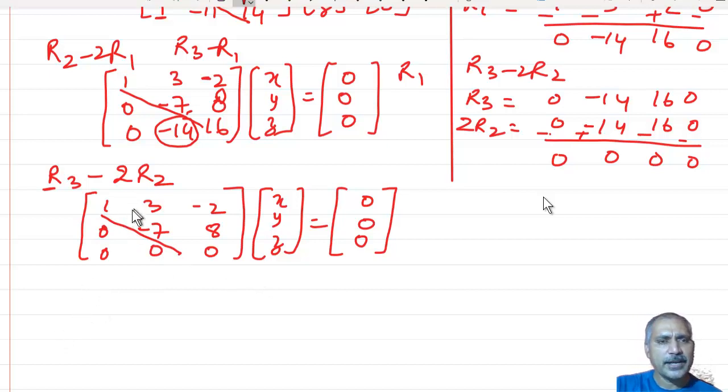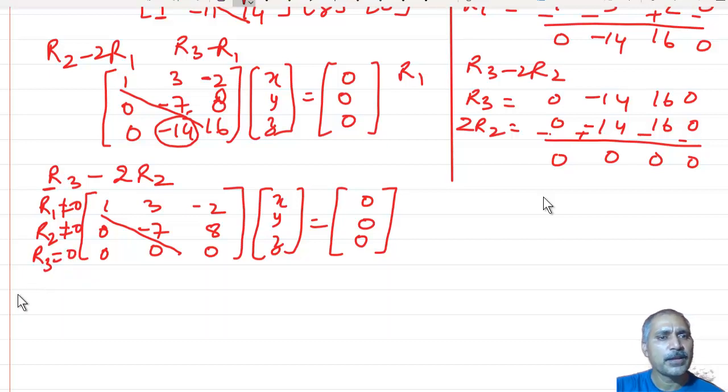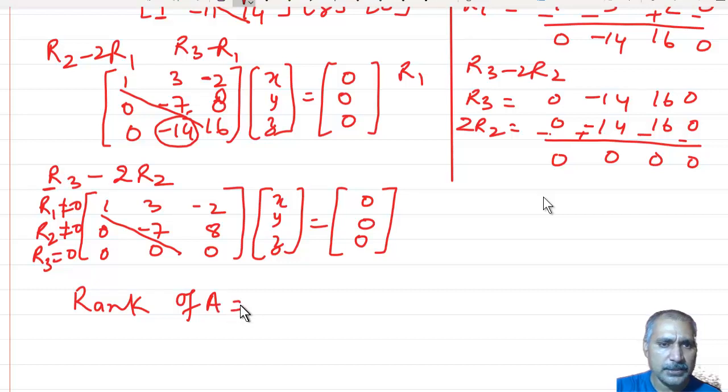What is the rank of this? From here we can predict this rank. Row 1, that is not equal to 0. Row 2, that is also not equal to 0 because there are two elements, minus 7 and 8. And row 3, all the elements are 0. That means row 3, R3, is equal to a 0 row. Now from this we can predict what is going to be the rank. There are two non-zero rows, so rank of A, that is the coefficient matrix, is equal to 2.